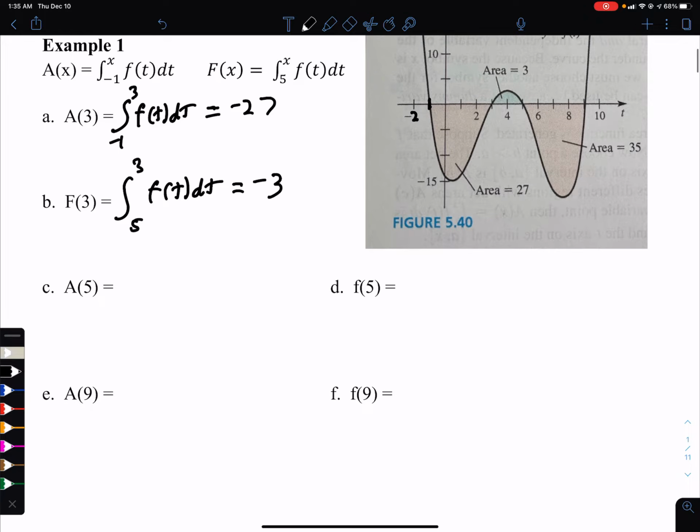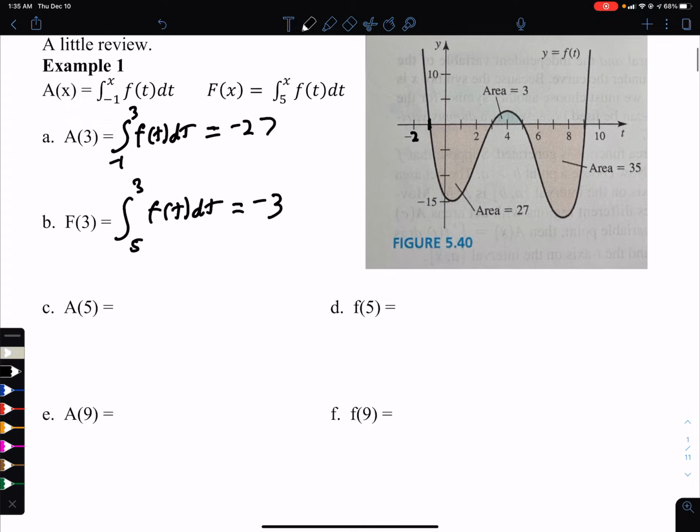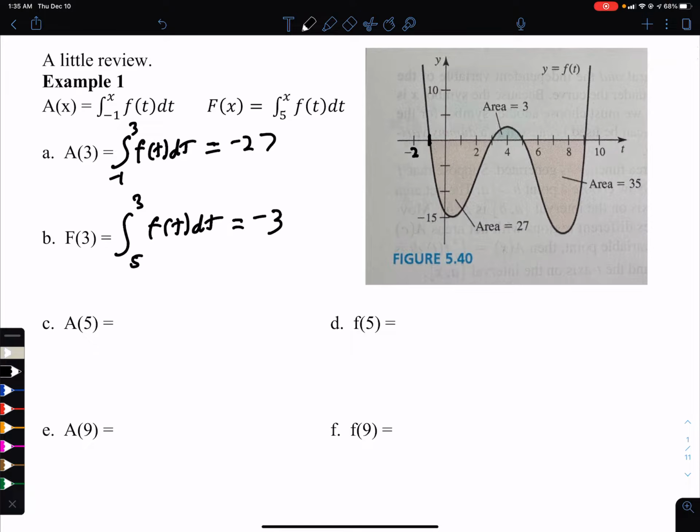All right, go ahead and pause and try to do the last 4 of these and then come back and see how you did. All right, so welcome back. This one, we're taking the integral from -1 to 5 of our function. Well, -1 is here and 5 is here. And so this is going to be a negative net area, -27. That's going to be +3. So that's going to be -27 plus 3, or -24.